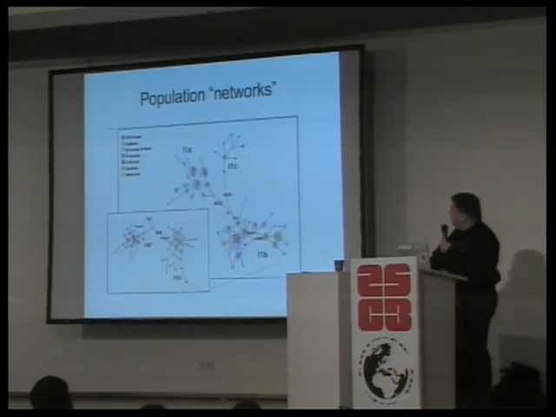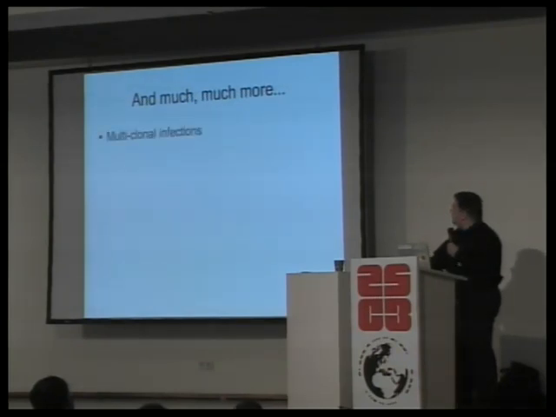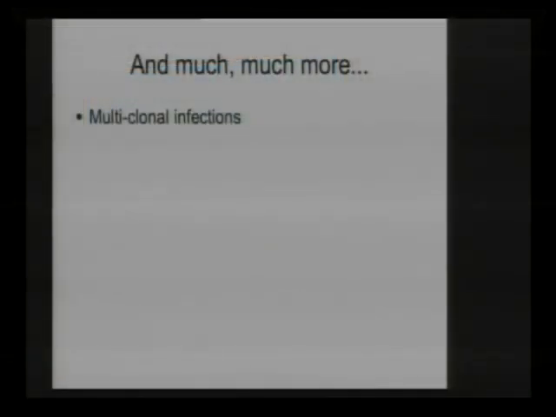There's also, this could lead to these population networks. Just a mock-up graphic here. There's lots more we can do with this. Multiclonal infection, so a single patient can be infected by multiple strains of malaria simultaneously, which is probably not fun. As I said, how the parasites travel.